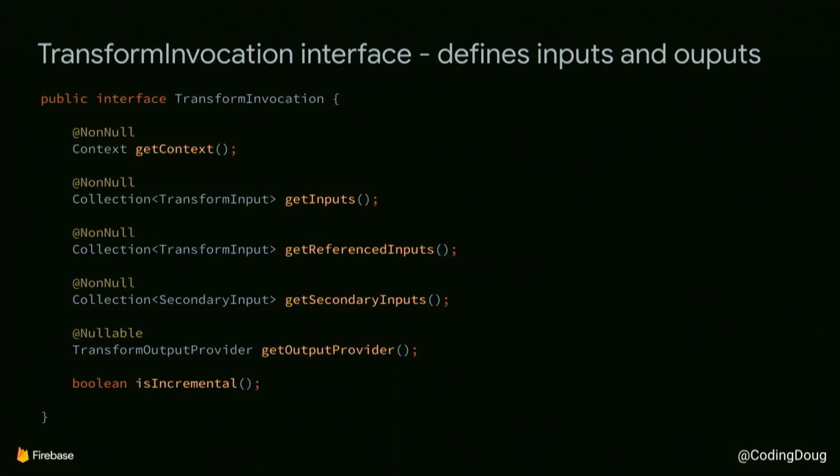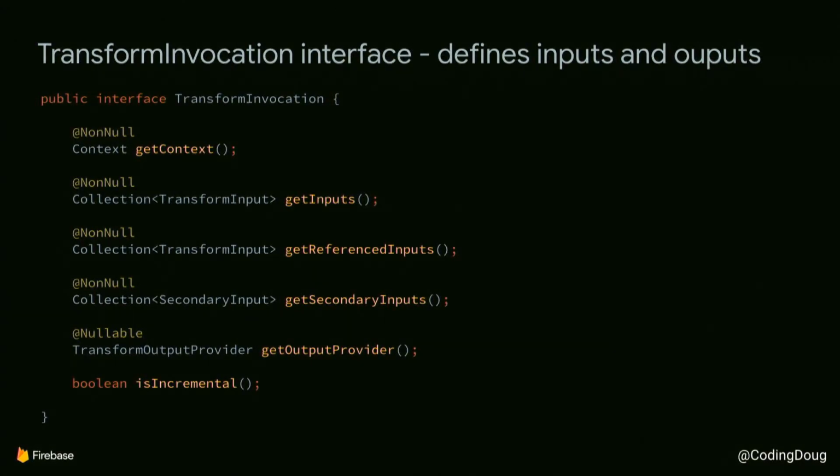Now, the transform invocation object, this is Java now, not Kotlin. I was showing Kotlin before. This is the interface that you're given. It basically defines a way in the build to get all the inputs. So that's what get inputs, get reference inputs, get secondary inputs does. It basically says, what are all the inputs that are going on in this build?